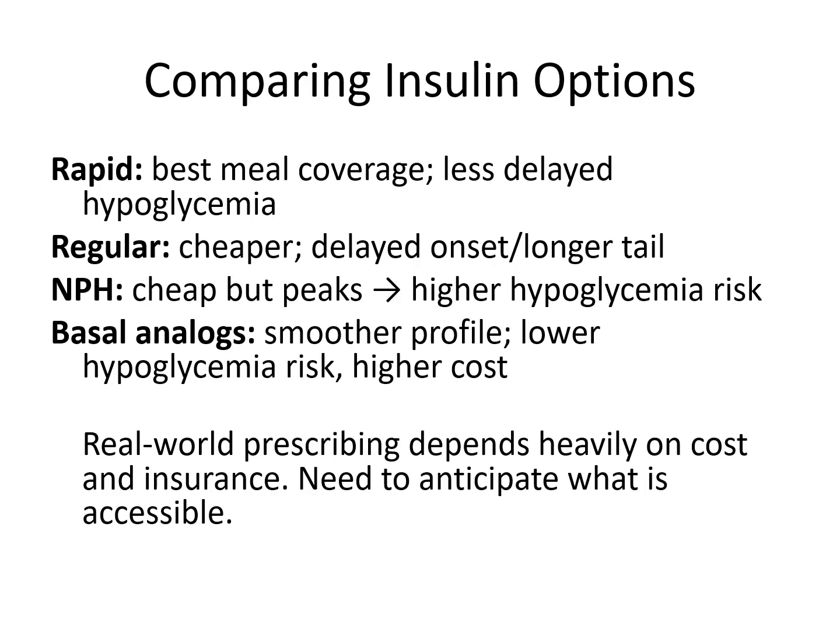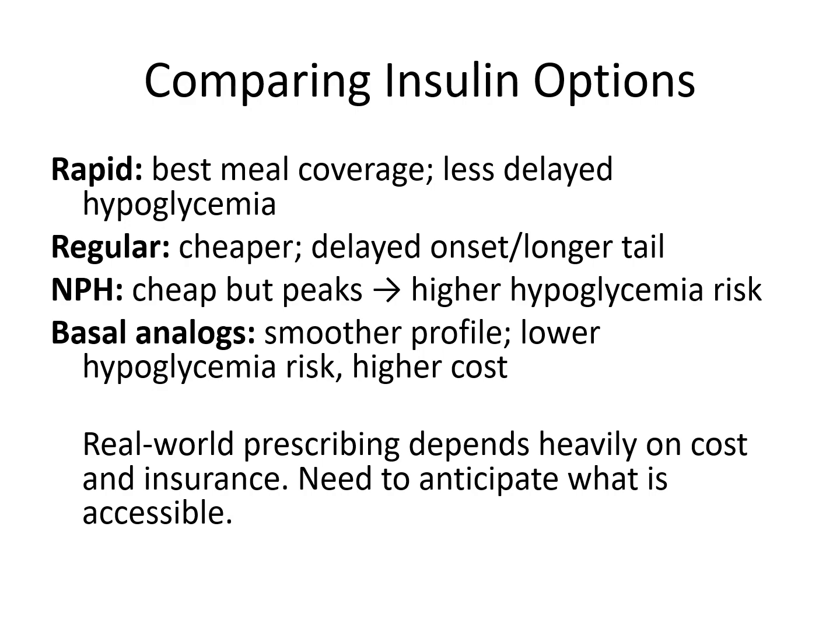So let's review and compare all of our options in kind of a practical way. So again, our rapid-acting insulins are best for mealtime coverage. They closely match physiologic insulin release and have less delayed hypoglycemia because their duration is shorter. Regular insulin is cheaper and is still effective, but it has that delayed onset and a longer tail. And that longer duration increases the risk of late hypoglycemia if meal timing is inconsistent.